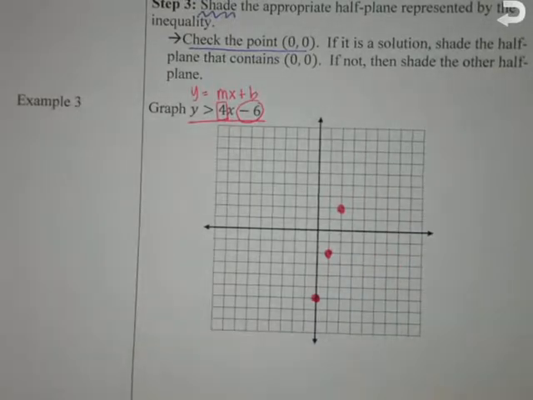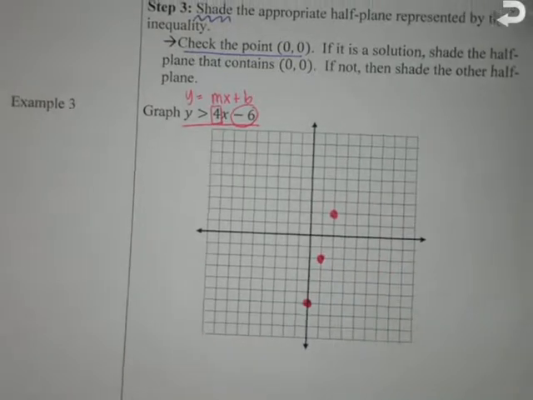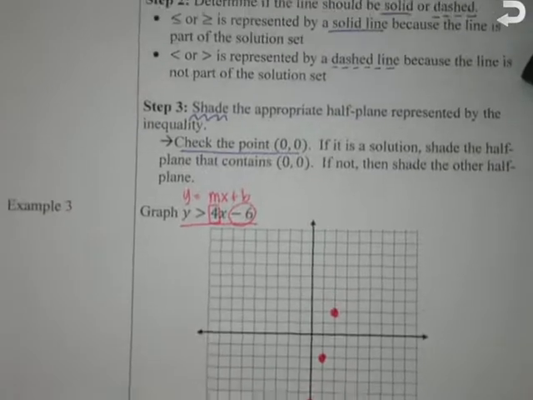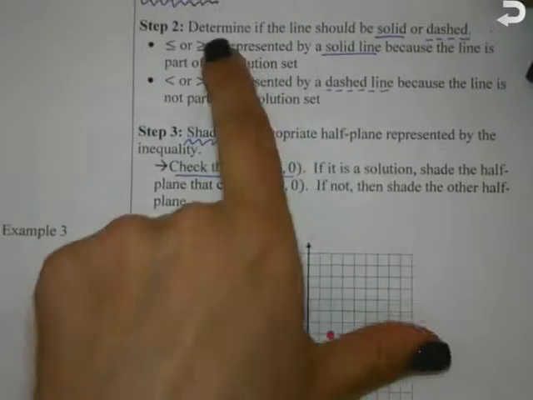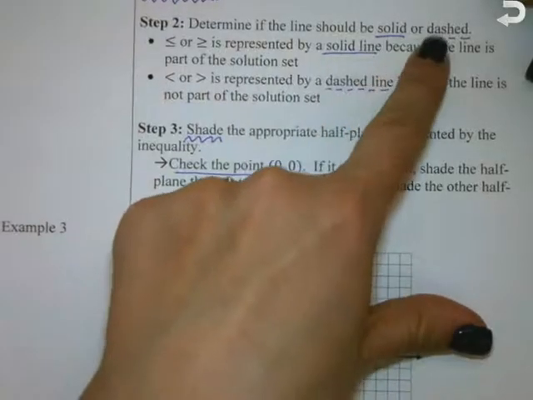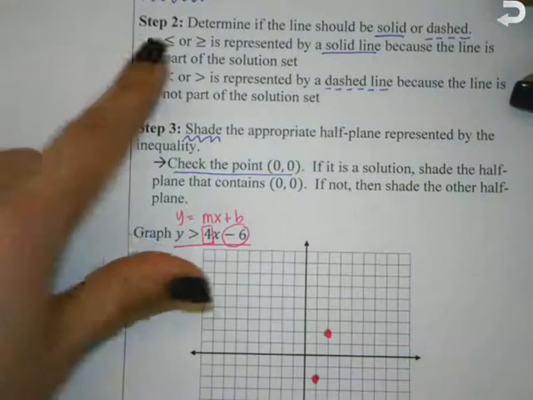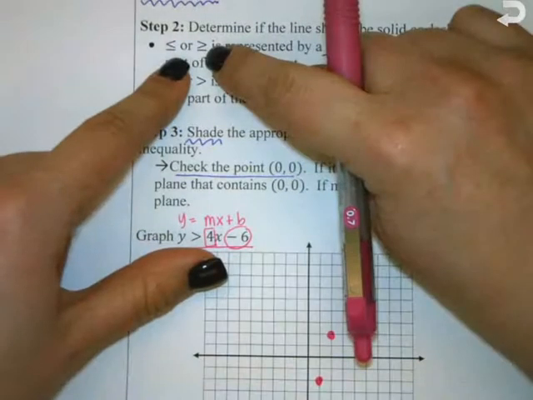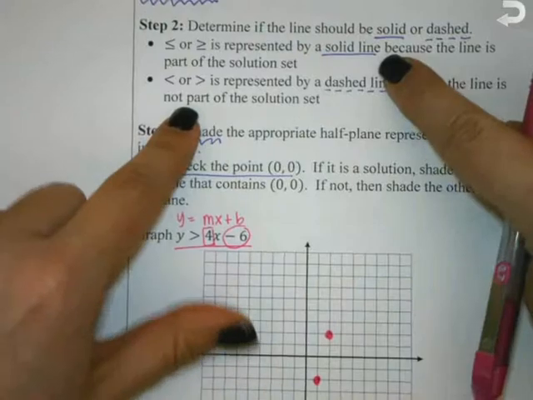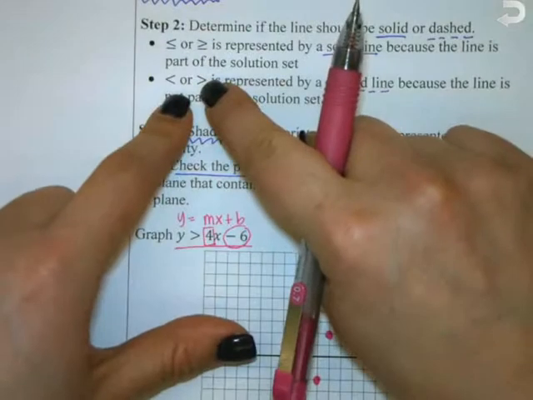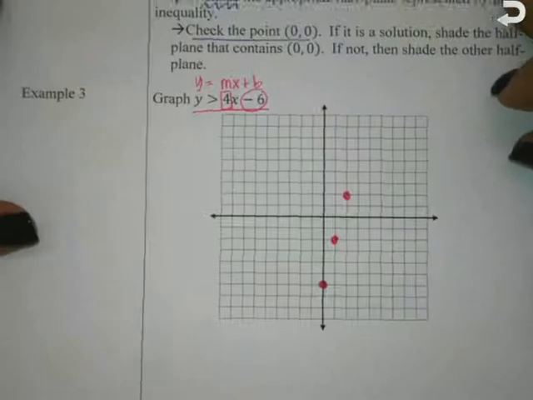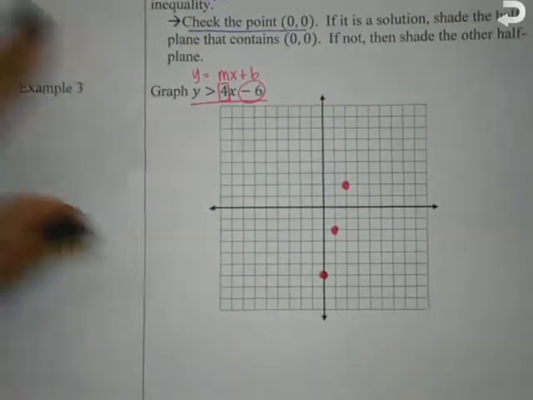Okay, now step 2 says that we need to determine if the line should be solid or dashed. And if it was less than or equal to or greater than or equal to, that was a solid line. Less than or greater than, no equal to's, is a dashed line. So with this problem, should we have a solid or a dashed line?